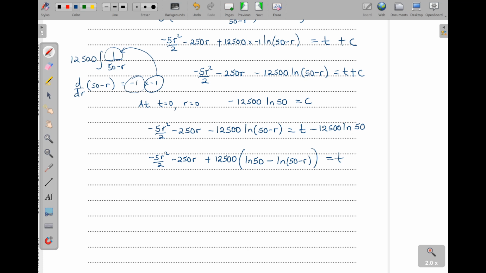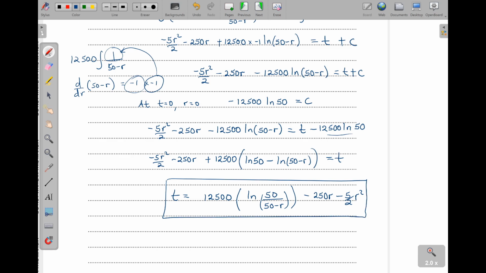Because this one shifted and came to this other side, it became a plus. Then I factorized it. So my t, I can actually write it like this. Then my t is going to be equal to 12500, then using the rules of logarithms, I will have natural log of 50 out of 50 minus r, like that, and then minus the 250r minus 5 over 2 r squared. That will be the expression of my t here.